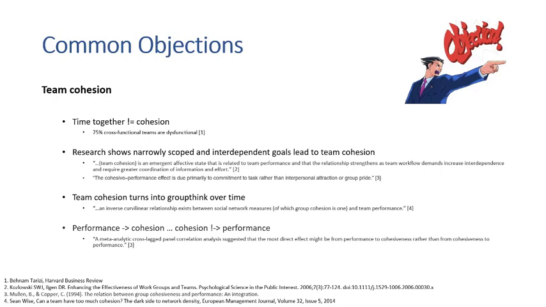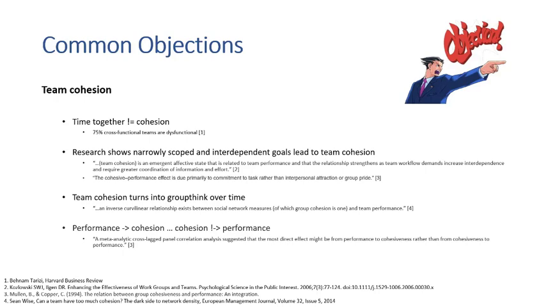Team cohesion turns into groupthink over time, and that's another thing related to time. A lot of people think you want the highest performing teams to be the ones that stick together, but actually what you get is a lot of groupthink with that, right? An inverse curvilinear relationship exists between social network measures, of which group cohesion is one. By the way, that parenthesis there is not something I've added. That was actually in the article.